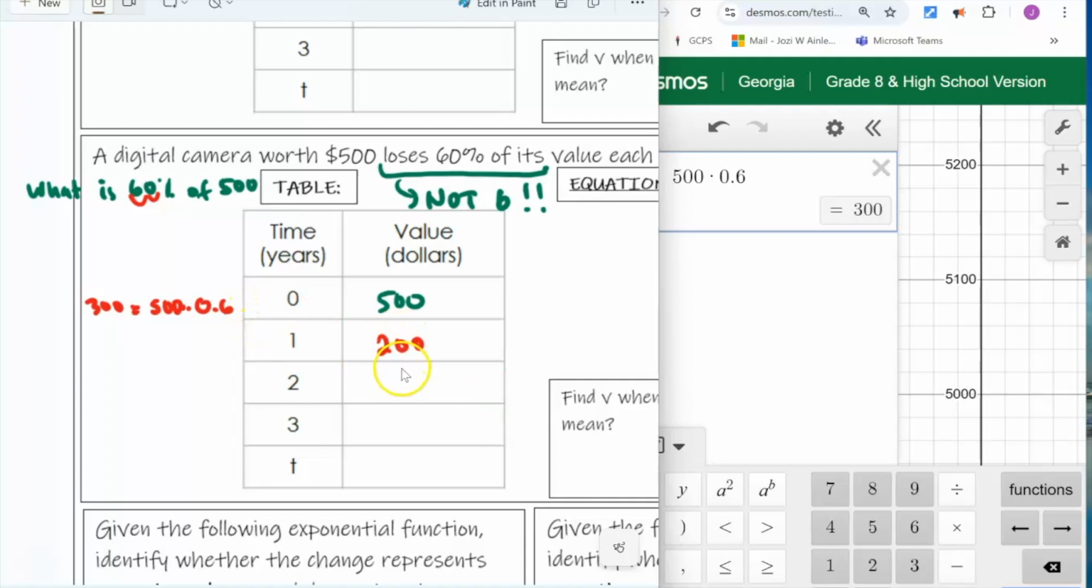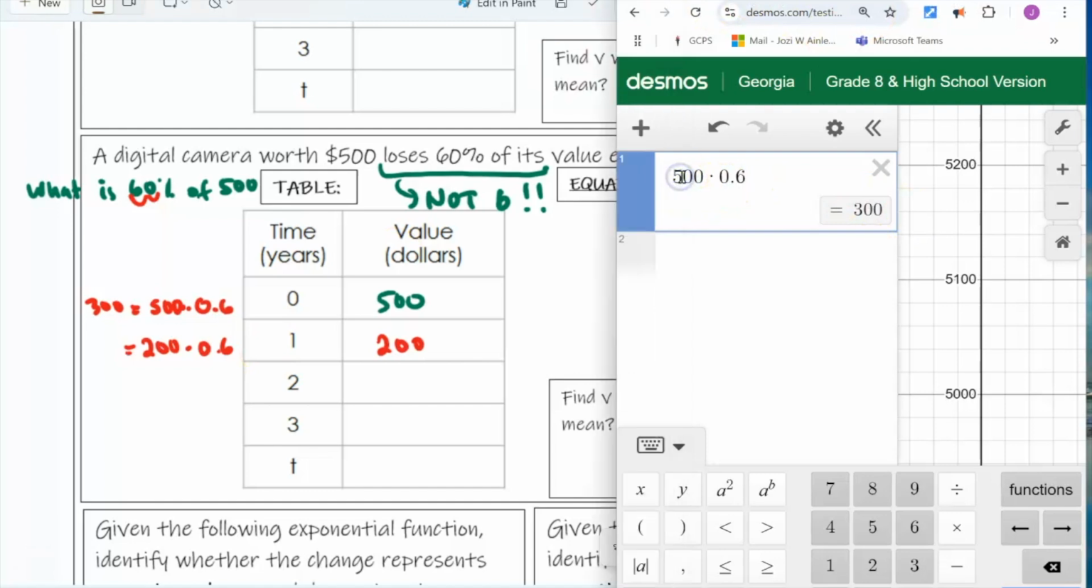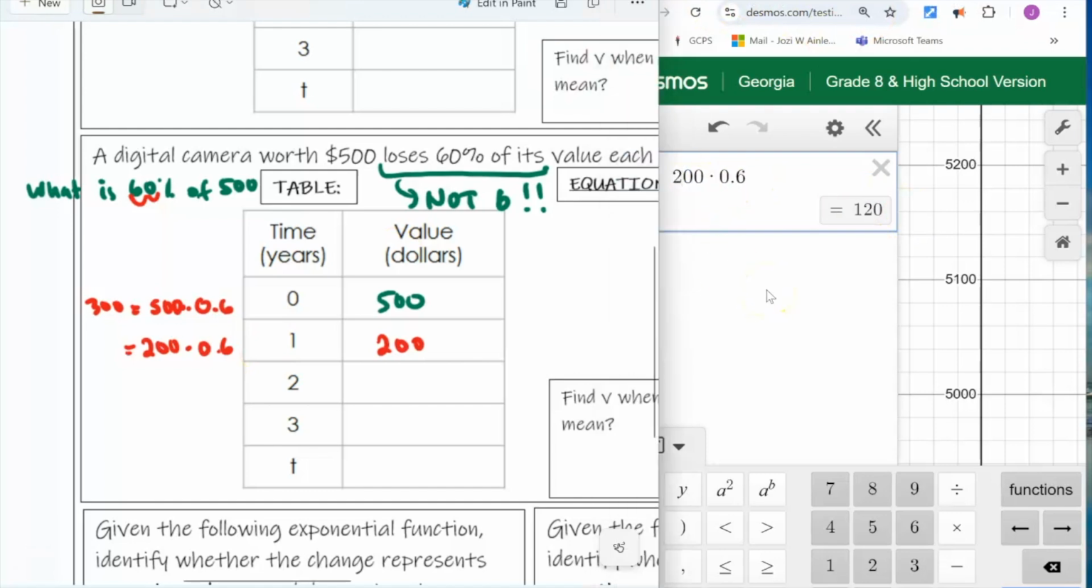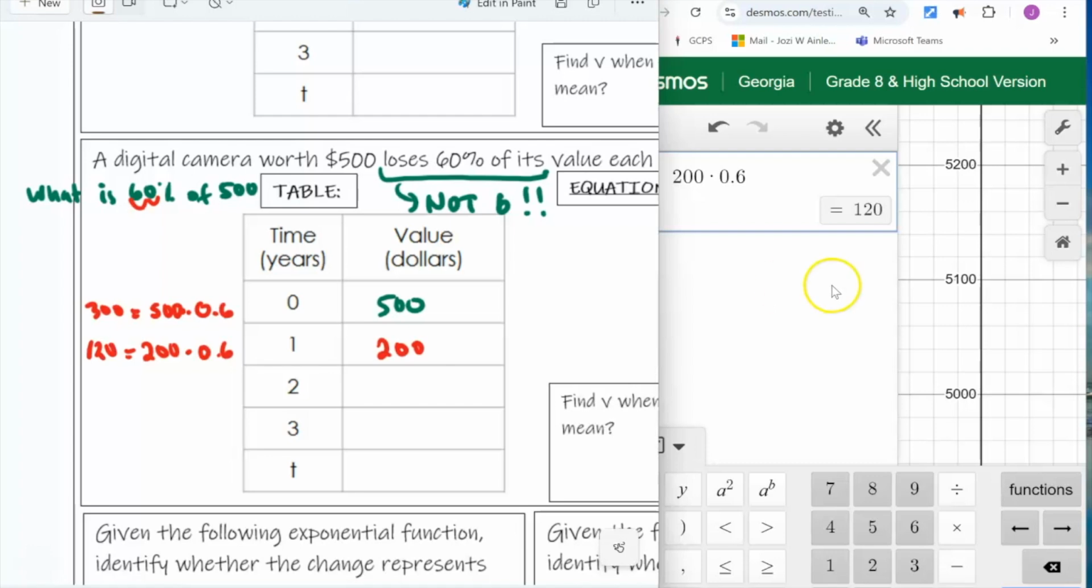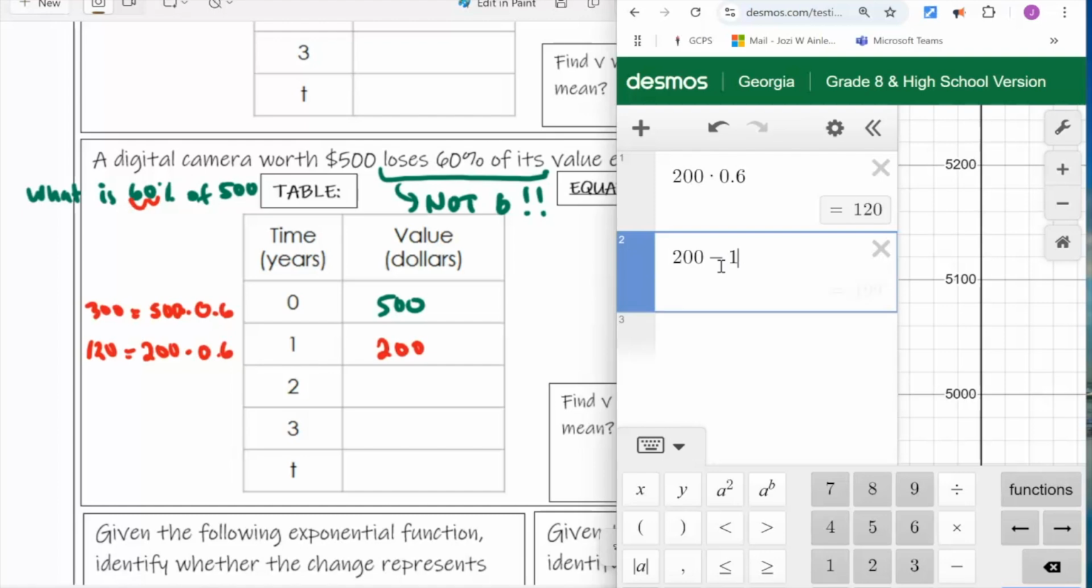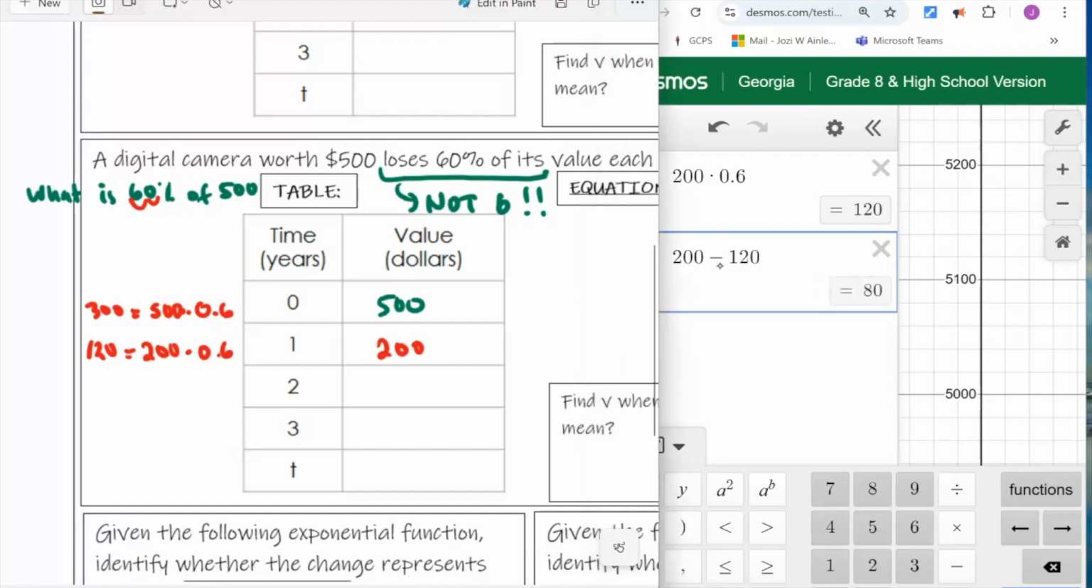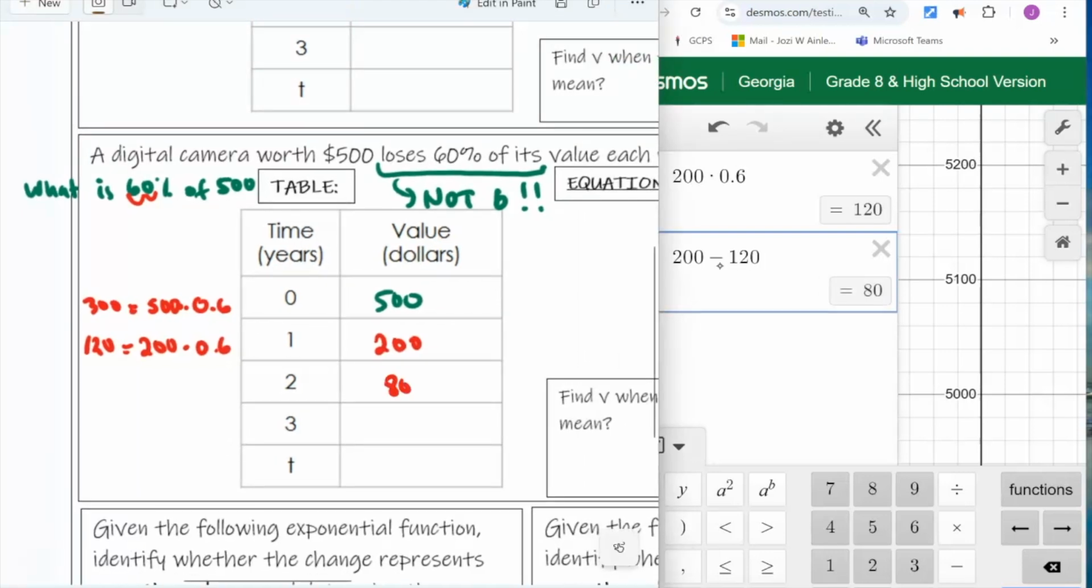Now it's going to lose 60% again. So let's repeat the process. You take whatever you're trying to find, 200, times 0.6, and you put that right into the calculator. That's going to give me 120. So I'm going to lose 120. Is the 120 what I put right here? Absolutely not, because that's what I'm losing. So I take my value of 200, I'm going to lose 120, so 200 minus 120. Now I have 80. So at year 2, the value is worth $80.